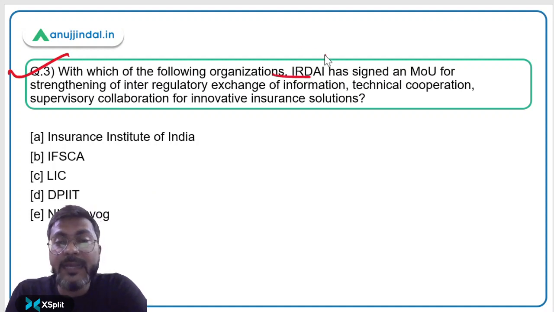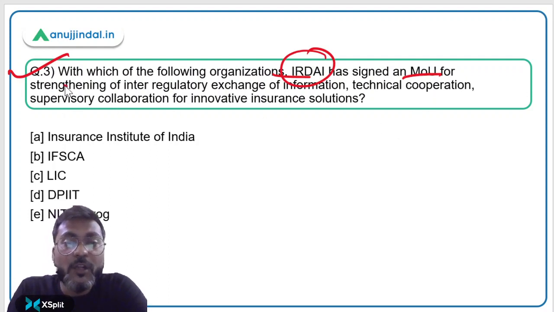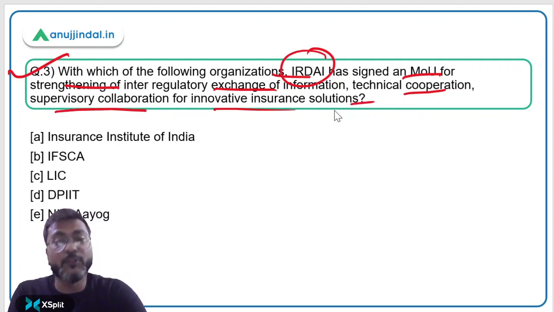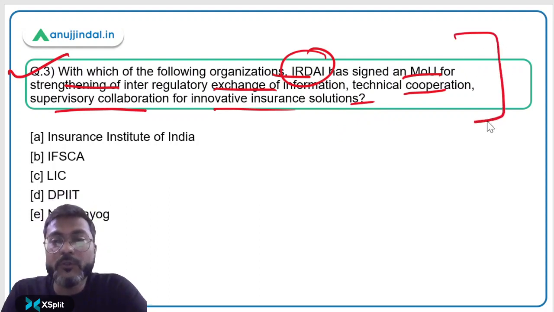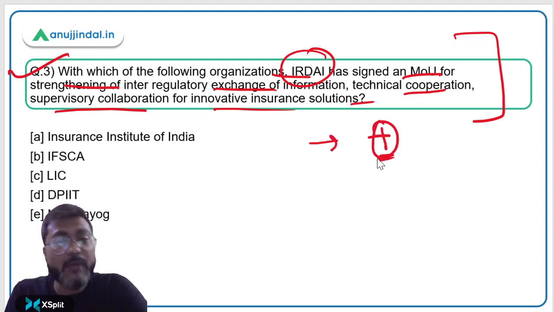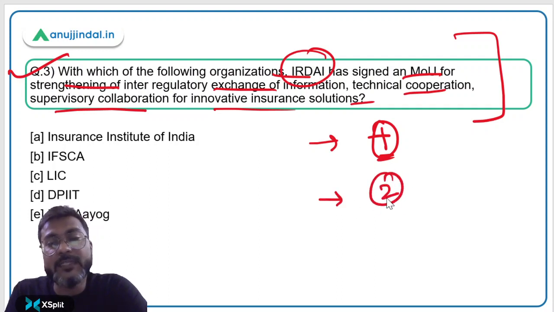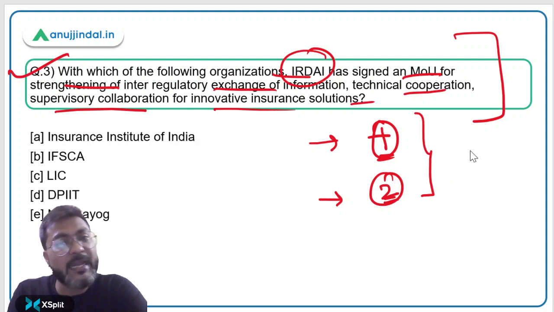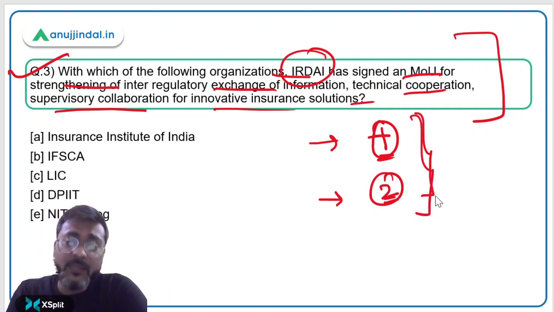With which of the following organizations has IRDAI, Insurance Regulatory and Development Authority of India, signed an MOU for strengthening inter-regulatory exchange of information, technical cooperation, and supervisory collaboration for innovative insurance solutions? So for any MOU news, you just have to remember 2-3 things. Number one, between which organizations or which countries the MOU has been signed. And number two, what is the objective of the MOU? Ki uska objective kya hai? Aur agar fir uske alawa kuch relevant point hoga, then I will provide you that relevant point also. But other than these two points, no need to go into the details.